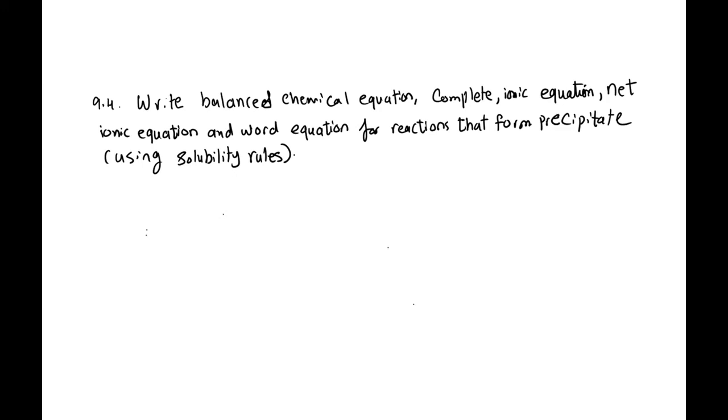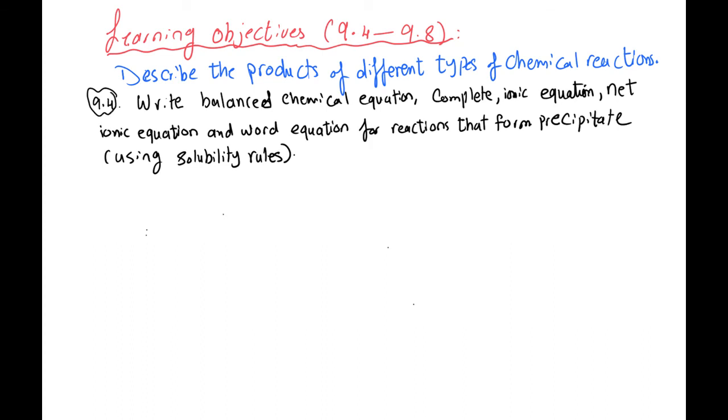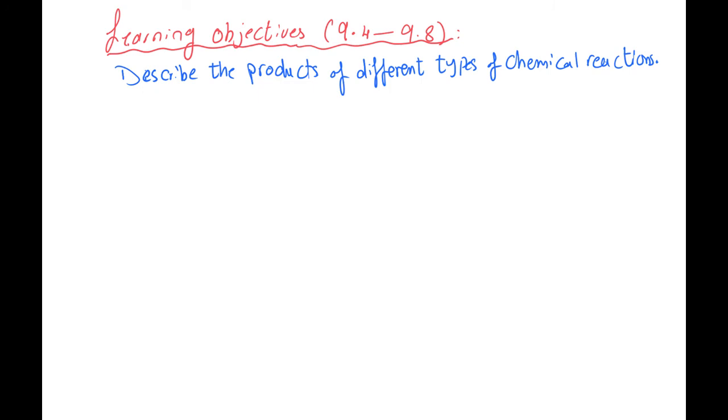This part is about different types of chemical reactions. In the KPI 9.4, you are going to learn how to write a balanced equation, complete ionic equation, net ionic equation, and word equation for reactions that involve formation of a precipitate. In order to do that, you should be able to use the solubility rule.